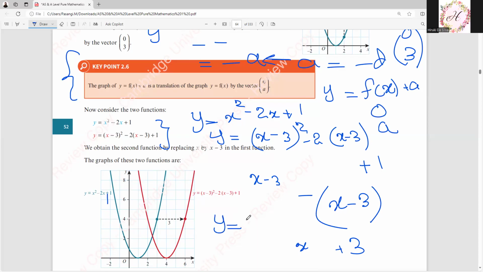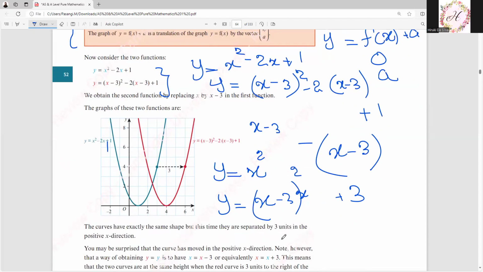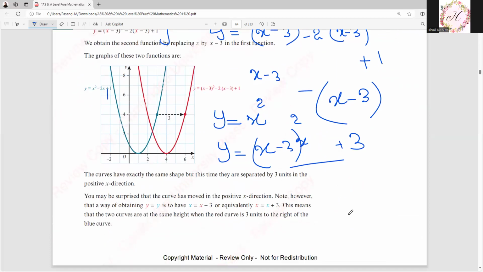Always think compared with y equals x squared, because we have the equation y equals x squared. If it's y equals (x minus 3) squared, to become like x squared, we need to add another 3 units. We need to add another 3 units, which means we have to move to the right along the x-axis. That's how it works. Is it clear? Okay.